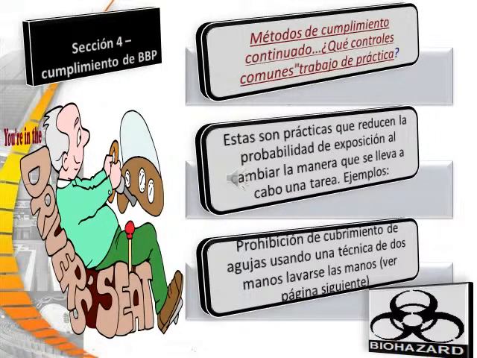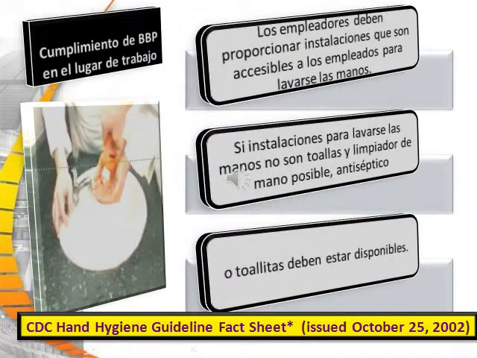Methods of compliance. What are common work practice controls? These are defined as practices that reduce the likelihood of exposure by changing the way a task is performed. An example of this would be prohibiting the recapping of needles using a two-handed technique, or hand washing. Employers must provide hand washing facilities which are readily accessible to employees. If hand washing facilities are not possible, antiseptic hand cleanser and towels or towelettes must be available. You can see your CDC hand hygiene guideline fact sheet for this information.